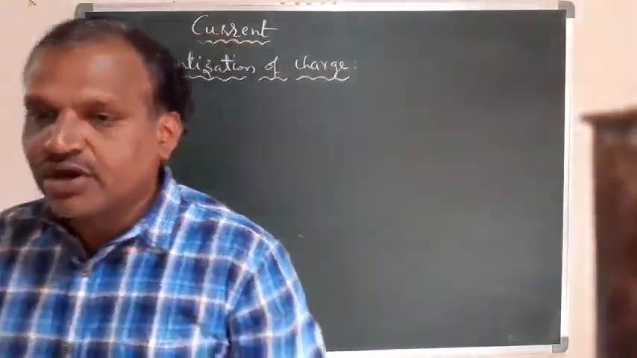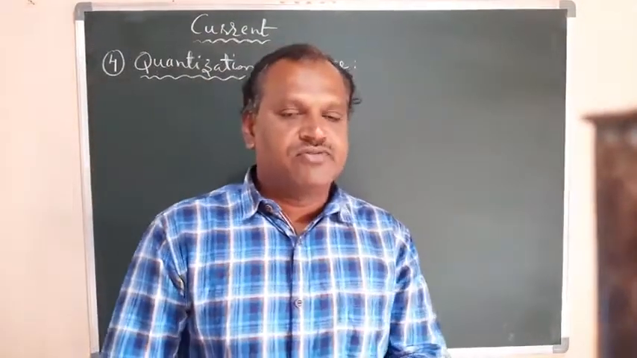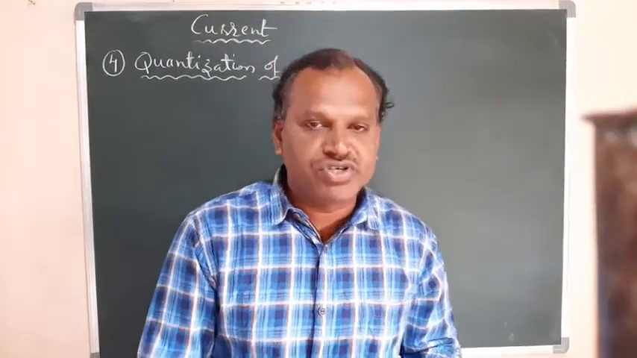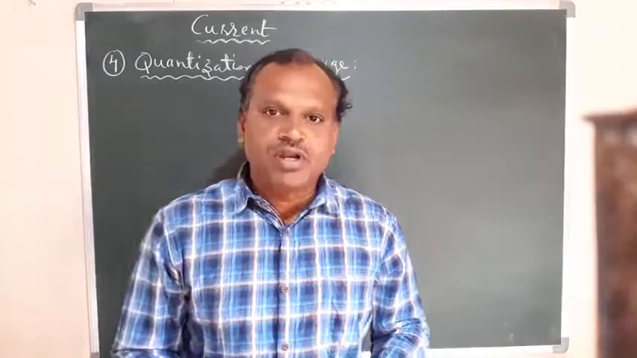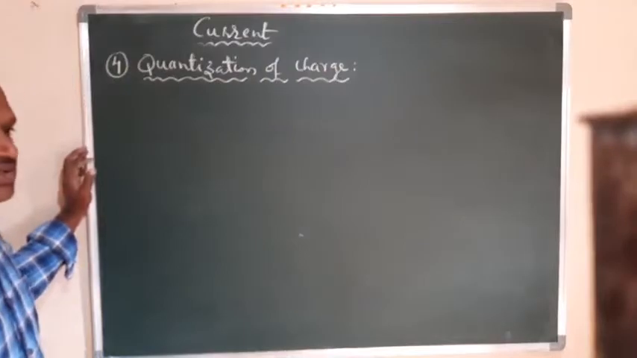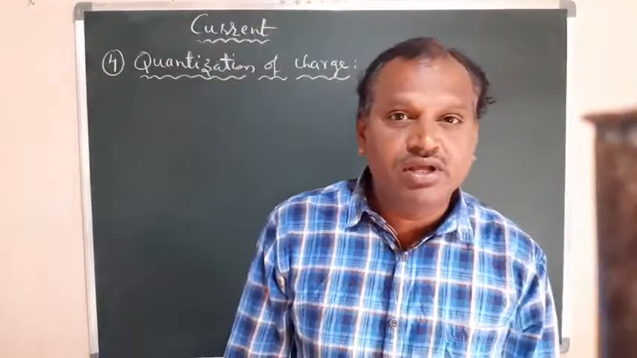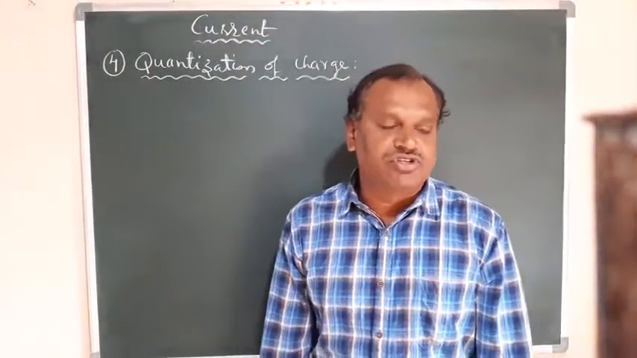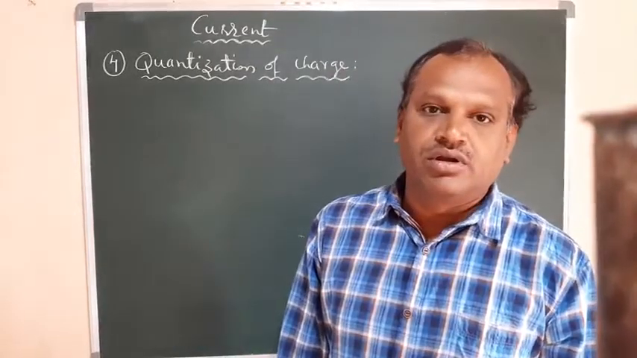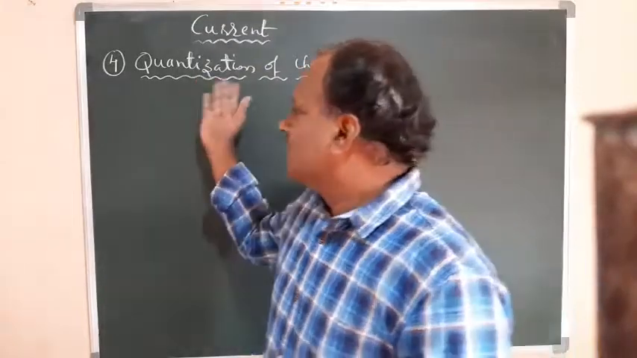The elementary charge of an electron, how much is it? 1.6 × 10^-19 coulombs. It may be plus or minus: for a proton it is plus, for an electron it is minus, but the value is the same, 1.6 × 10^-19 coulomb. So quantization of charge states that the charge on any object can exist only as an integral multiple of the small packet of charge, that is, the charge of an electron or proton. That property of charge is called quantization of charge.